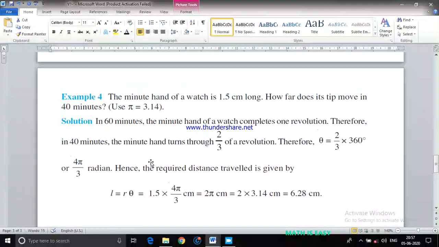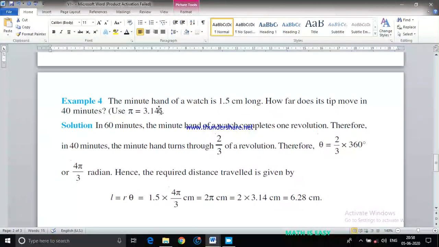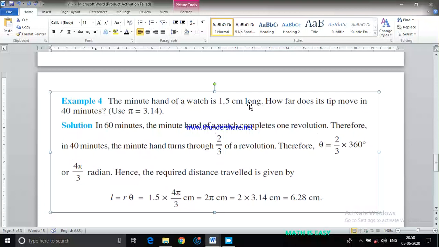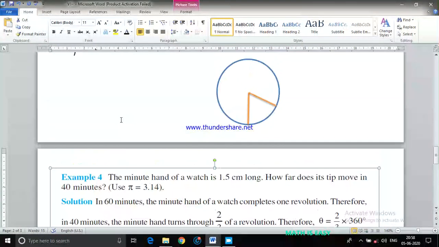So based on that topic, we have one example here. The minute hand of a watch is 1.5 centimeters long. So can I say its radius is 1.5 centimeters? How far does its tip move in 40 minutes? In 40 minutes, how far does this minute hand move? So for example, I am measuring at 12 o'clock. 12 o'clock means your minute hand is at 12. After 40 minutes, your minute hand will come till 8.